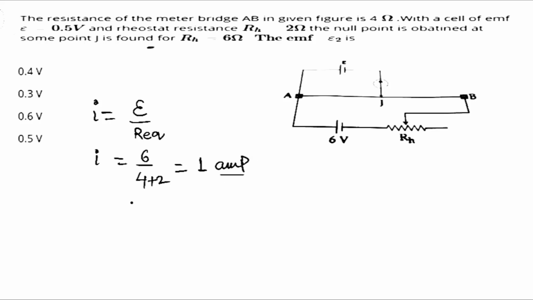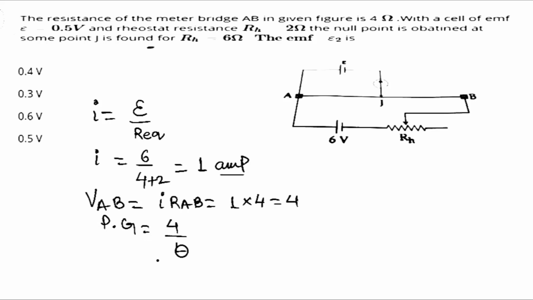Fine. Now we have to find the potential gradient. So we can find VAB, that is I into R of AB. I is given as 1, and R of AB is 4 ohm, so this is 4. Now I am going to find the potential gradient. Potential gradient will be 4 by L, where the length is given by capital L.